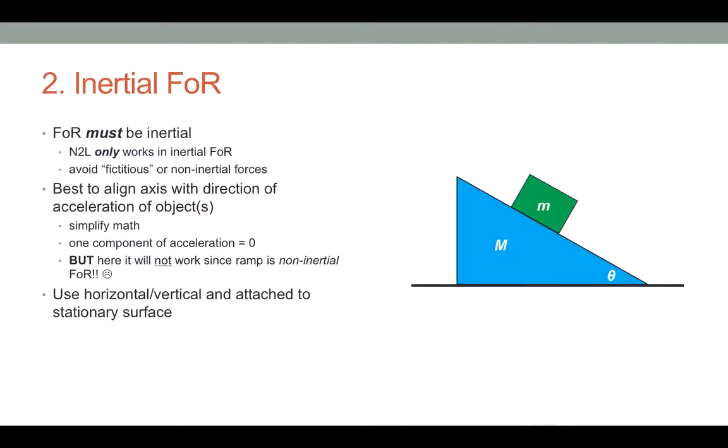Then, as I already mentioned, our frame of reference cannot be attached to the ramp because that's a non-inertial frame of reference. So this axis might look like it'll be good, but in fact it will not. So instead we'll put our XY axes in our frame of reference attached to the ground. That is the best we can do. And we'll have to find the X and Y components of the acceleration of the block.